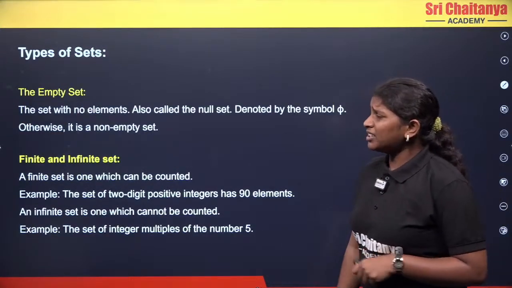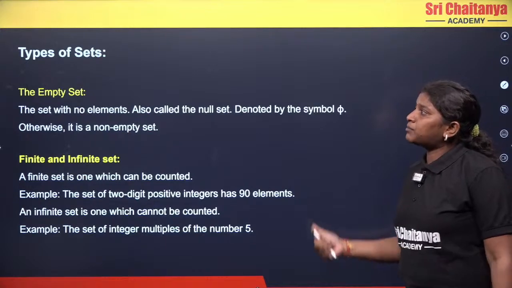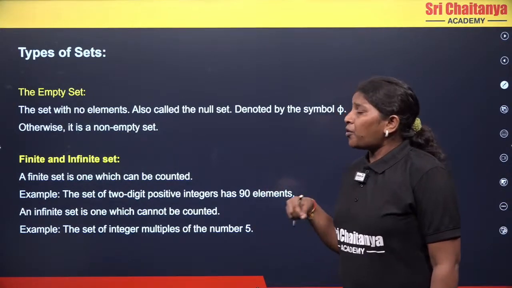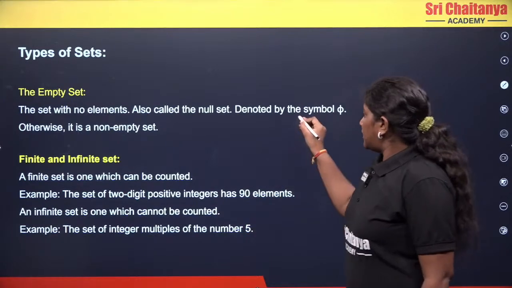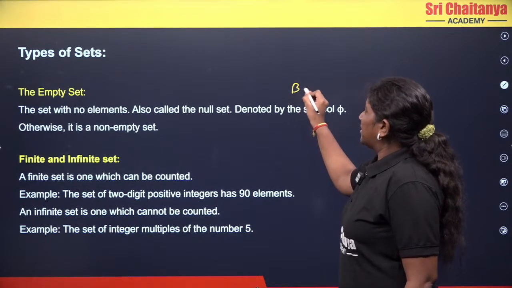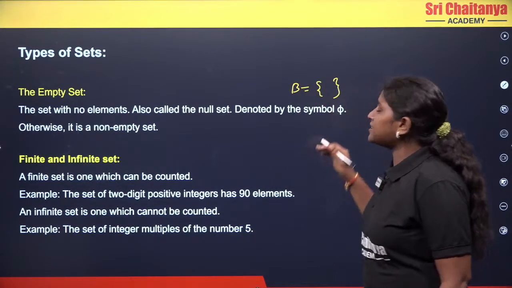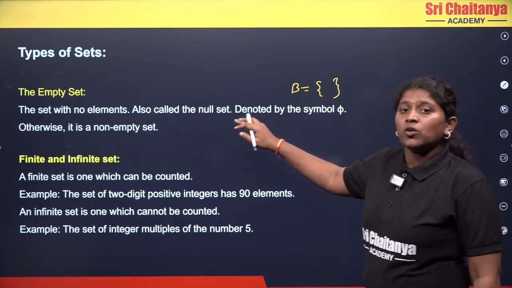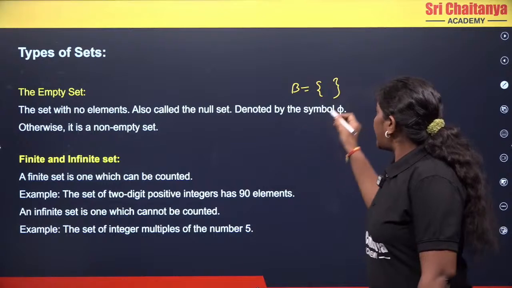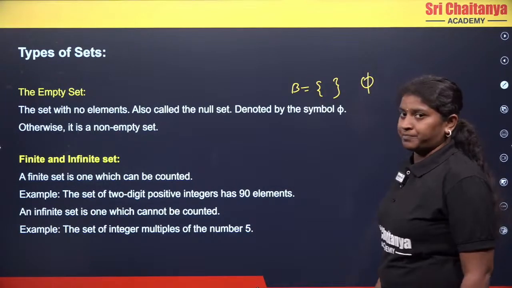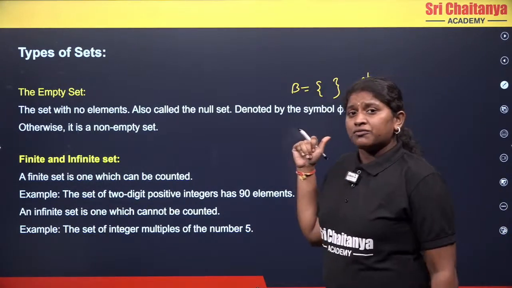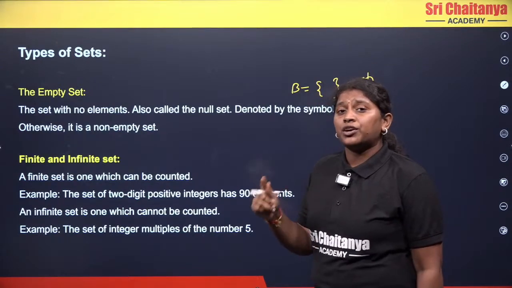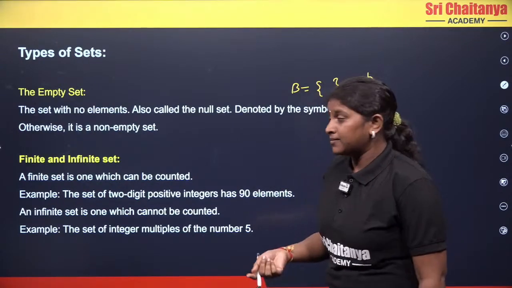Okay. Now moving to the next, we will discuss about the types of sets. First one is empty set. If we are not having any elements in the set, like consider B has no elements, then we are going to consider it as the empty set, and it can also be called the null set, and it will be represented by phi. Okay. Why? Because phi plays the major role in order to find the number of subsets that we are going to discuss in today's class.